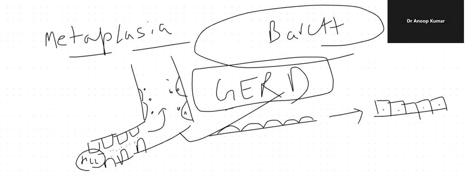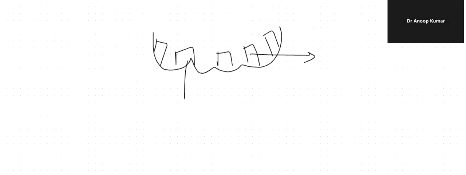Another classical example of metaplasia is smoking. In the respiratory tract, which type of epithelium is there? Respiratory tract epithelium is columnar epithelium. When you are smoking for a longer period of time, these columnar cells are going to change into squamous epithelium. That is also one of the classical examples of metaplasia, where one type of cell is converted into another cell type. It happens in smokers. Got it?